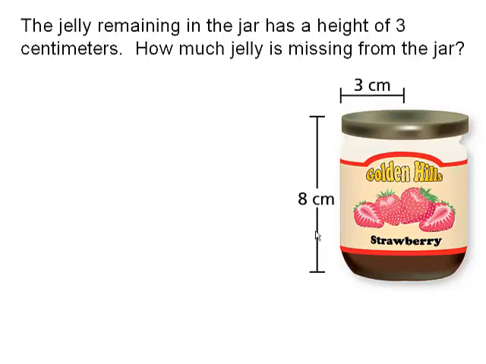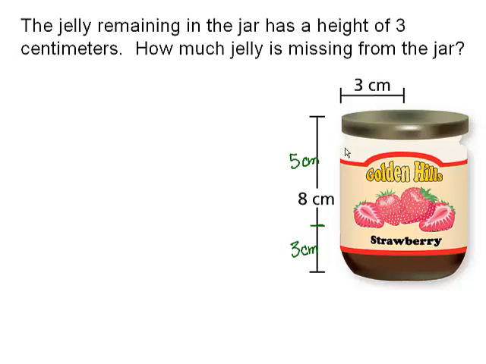So we can estimate that to be about here on the height. We could label that as 3 centimeters. So the remaining amount of the height is the difference of 8 and 3, which is 5 centimeters. So that means 5 centimeters of the height of the jar is empty. So when we are talking about the jelly that is missing from the jar, that's the part of the jar that is empty.